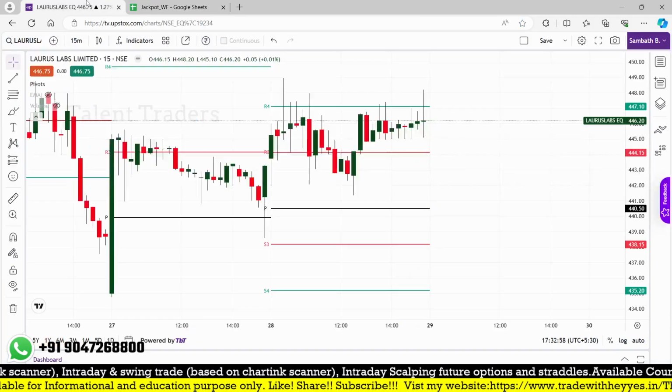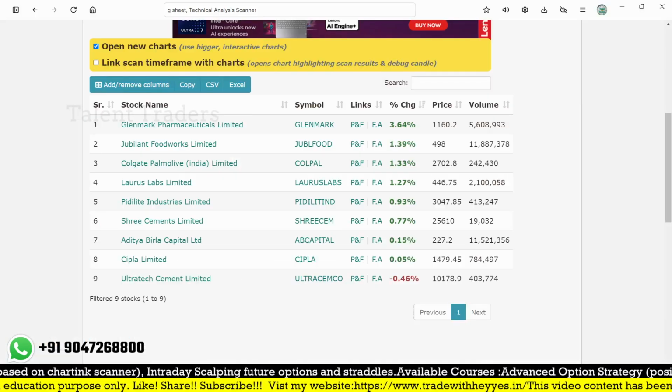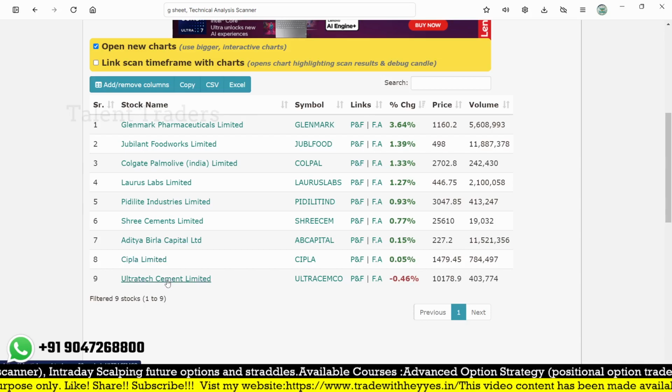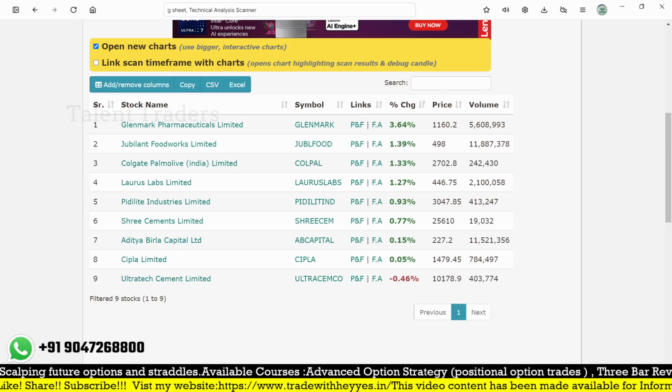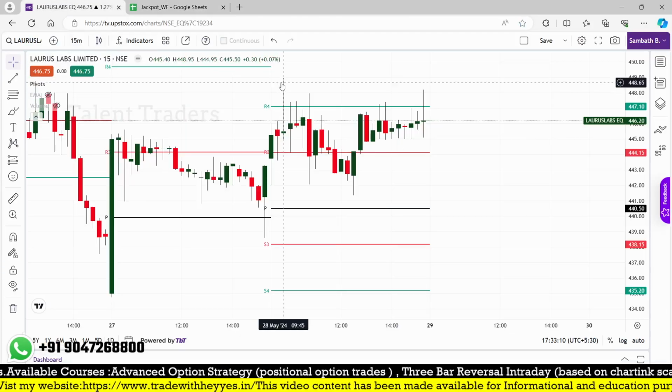The strike price may not be liquid. So only liquid stocks you should find out. Cipla, so maybe a liquid one from this group. Ultratech could also be a liquid one. So let me check Cipla. Even I was just trying for a few opportunities.